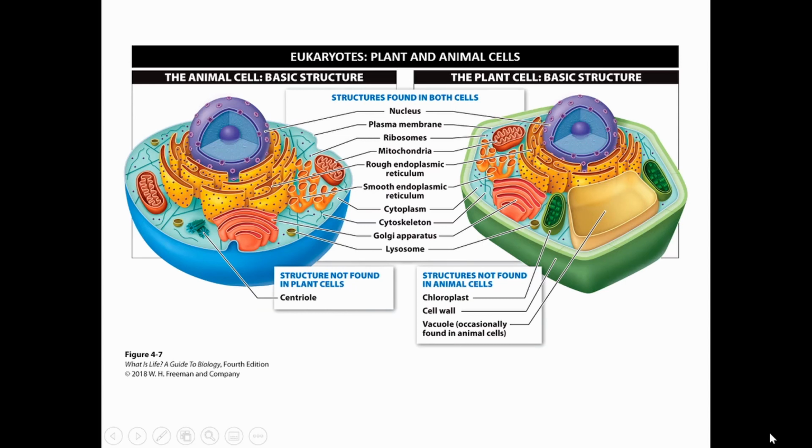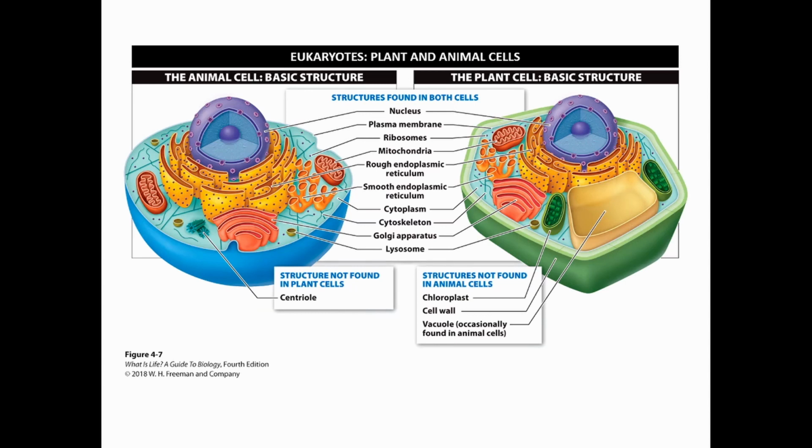Now, we see that both of them are going to have a nucleus where we find DNA, a plasma membrane, ribosomes, mitochondria, a rough ER, a smooth ER, cytoplasm, a cytoskeleton, the Golgi apparatus, and lysosomes, no matter which type or which category of eukaryotic cells we're looking at.